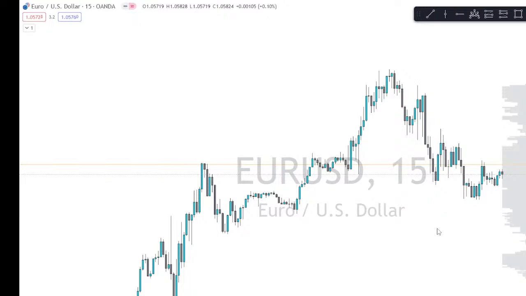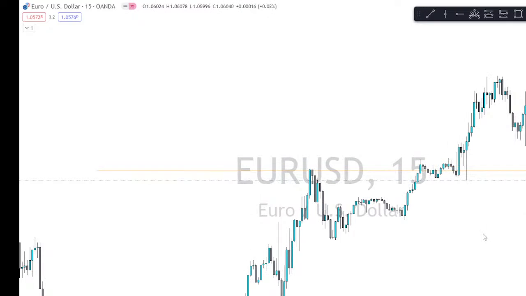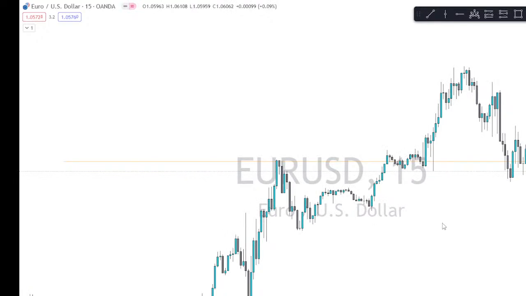As you can see on the screen, you are looking at Euro USD, but we haven't started. Remember, we are only focusing on three major pairs. You understand? We focus on the three most traded pairs.